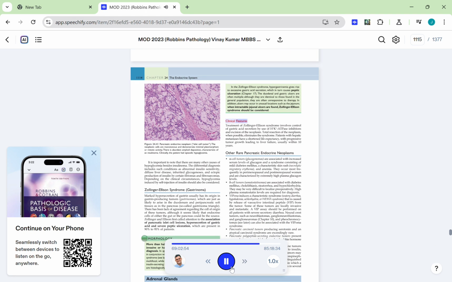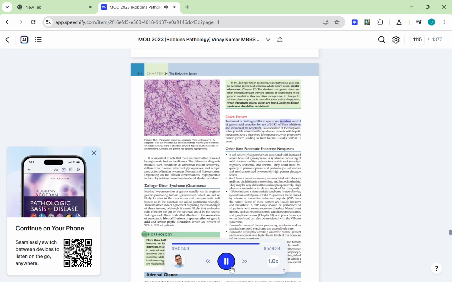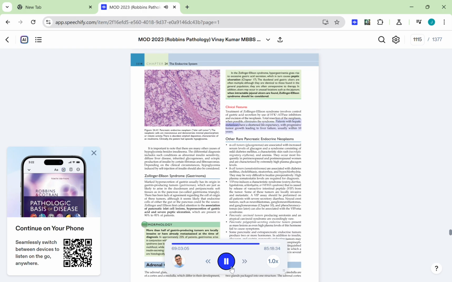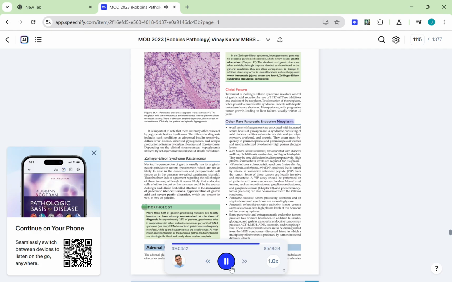Clinical features. Treatment of Zollinger-Ellison syndrome involves control of gastric acid secretion by use of H+K+ATPase inhibitors and excision of the neoplasm. Total resection of the neoplasm when possible eliminates the syndrome. Patients with hepatic metastases have a shortened life expectancy, with progressive tumor growth leading to liver failure, usually within 10 years. Other rare pancreatic endocrine neoplasms.